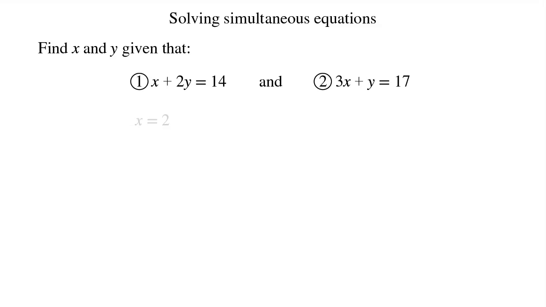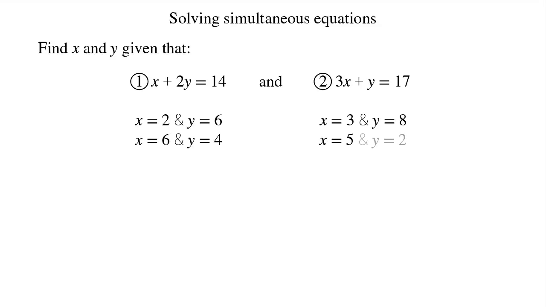We could take x as equal to 2 and y as equal to 6, or x is equal to 6 and y is equal to 4. Both of these would provide a solution to equation 1. What about equation 2? Well, we could take x as equal to 3 and y is equal to 8, or we could have x is equal to 5 and y is equal to 2. Again, these values, one for x and one for y, provide a solution to equation 2. But of the four pairs of values that we've written down, none provide a solution for both equation 1 and equation 2.